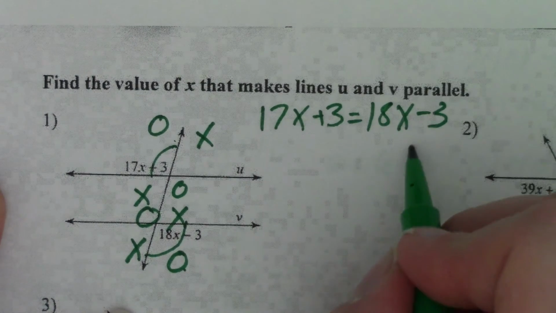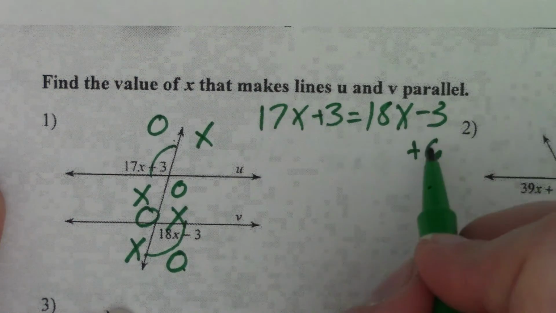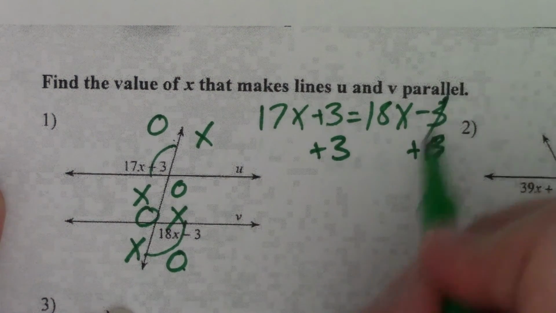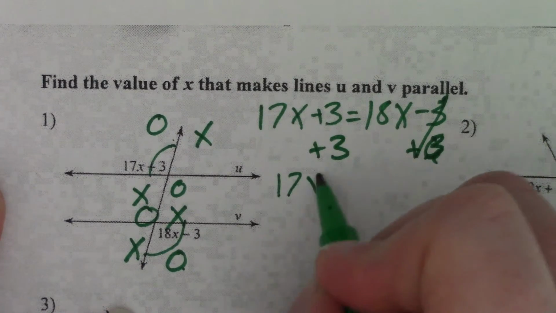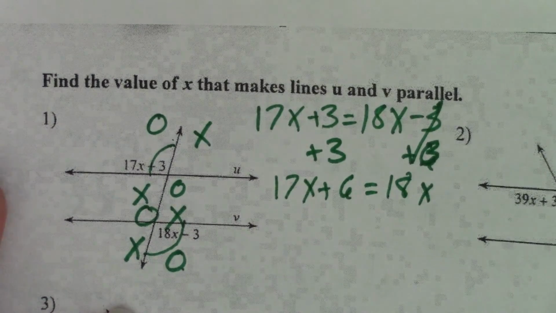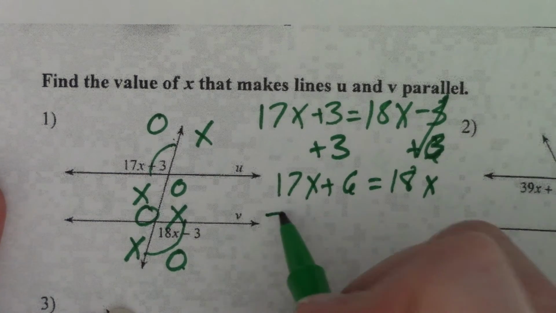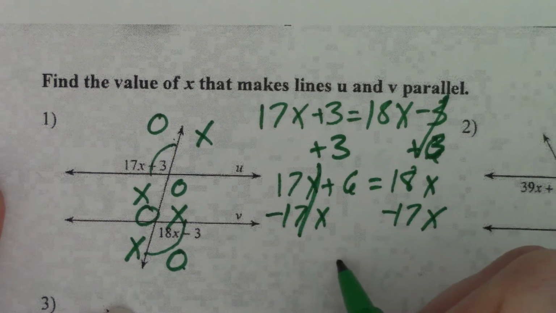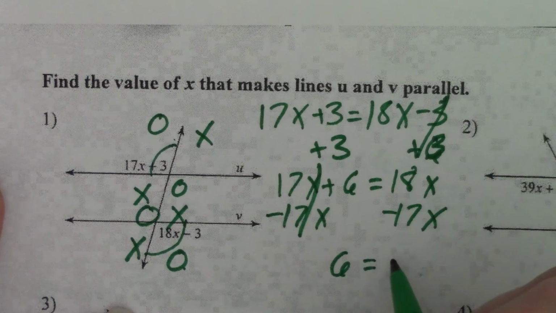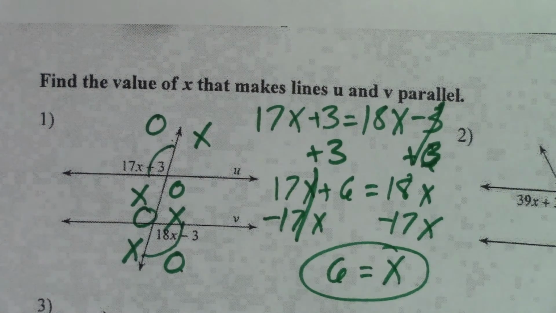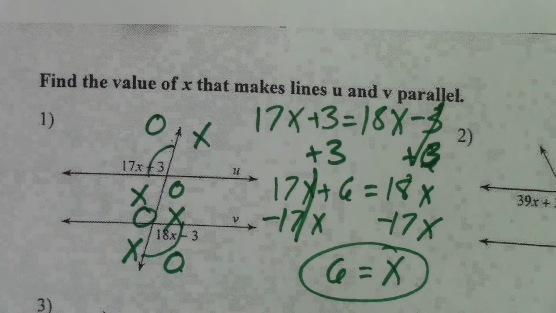All right, I'm going to add 3 to both sides. So I have 17x plus 6 equals 18x. Then I'm going to subtract 17x from both sides. I get 6 equals x. So x is a value of 6. We would make those lines parallel. We would follow those rules.